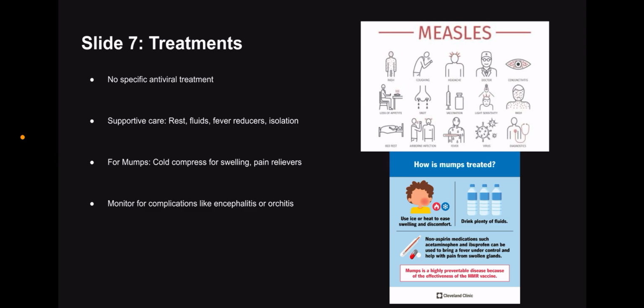And then some of the treatments that we have are no specific antiviral treatment, but supportive care like rest, fluids, fever reducers, and isolation are very important. And then for mumps specifically, cold compress for the swelling areas, and then pain relievers just to relieve the pain. And then monitor for complications like encephalitis and otitis.